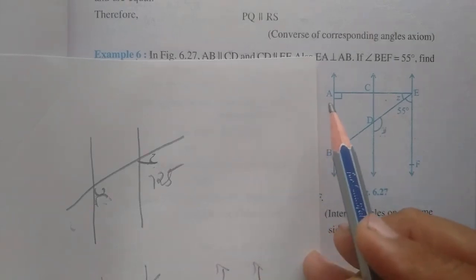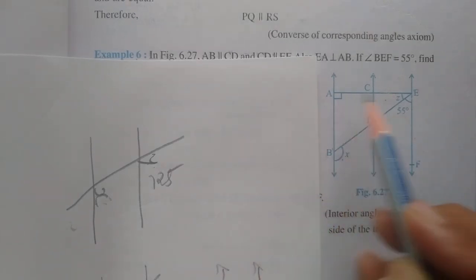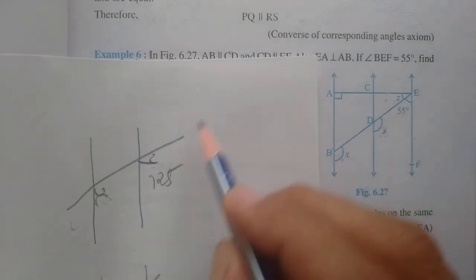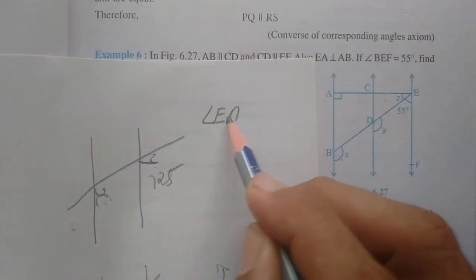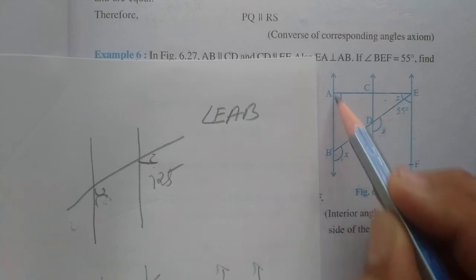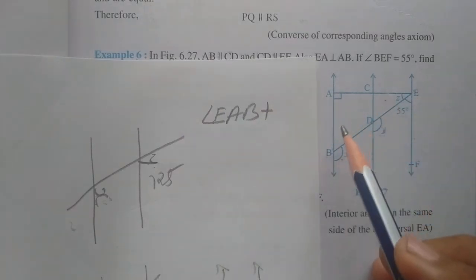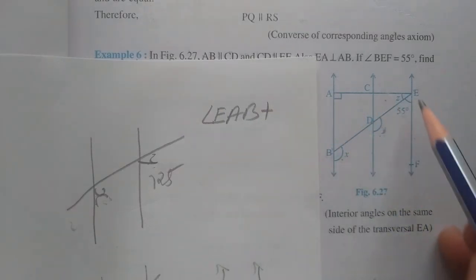Now see, children, now this angle and this complete angle: angle EAB plus angle FEA.